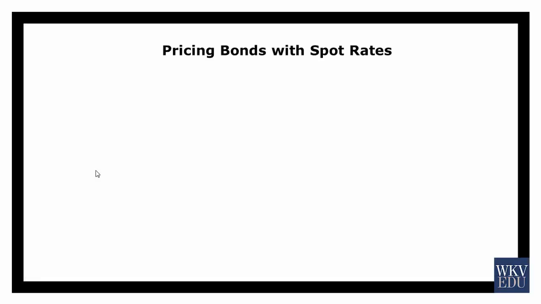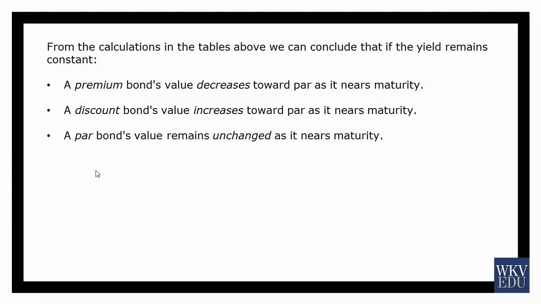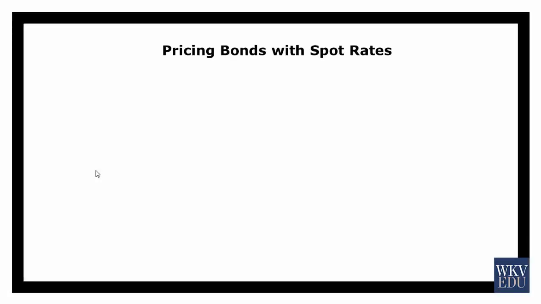We'll now move on to pricing bonds with spot rates. In fact, before this, just a high level point that the constant yield trajectory shows how the price of a premium or a discount bond is pulled towards par as it nears maturity. We'll now move on to pricing bonds with spot rates.